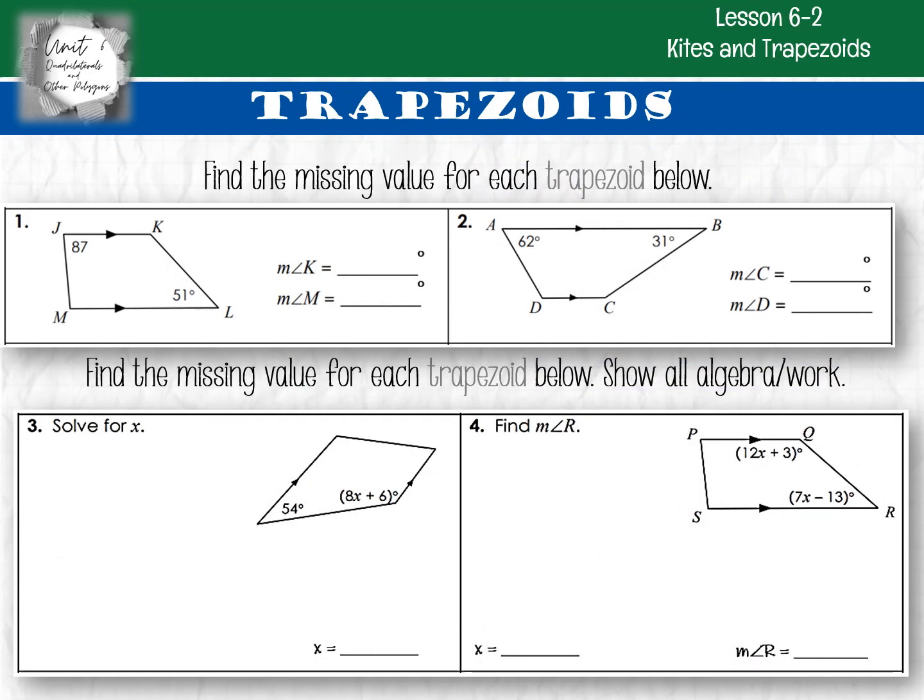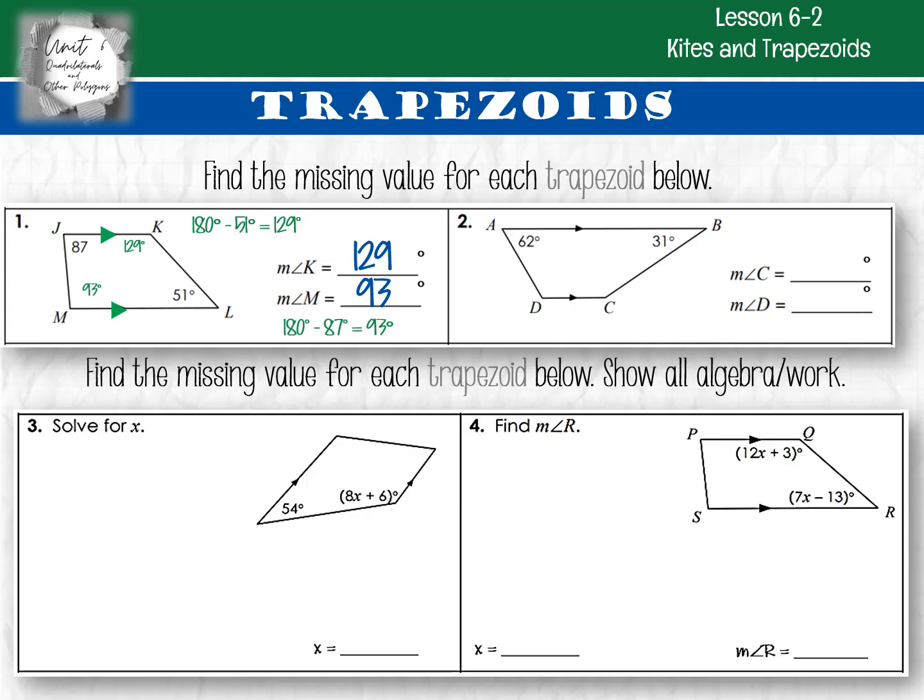Here we go. Find the missing value of each trapezoid below. So we know they're parallel. So consecutive interior angles are supplementary. So if I take the 51 away from the 180, measure of angle K is 129 degrees. Do the same thing with the 87, and measure of angle M is 93 degrees.